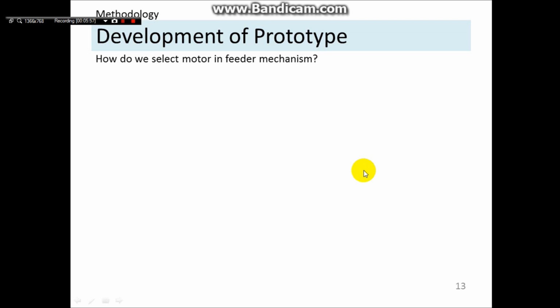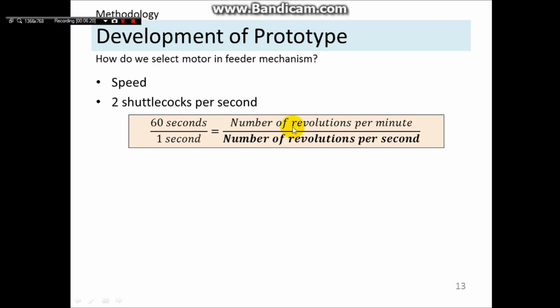Next, how do we select the motors in feeder mechanism? In feeder mechanism, the main parameter is the speed, which is the main factor to be considered. The feeder mechanism should load 2 shuttlecocks per second. By using this formula, the number of revolutions per second can be found, and the torque required can be calculated.